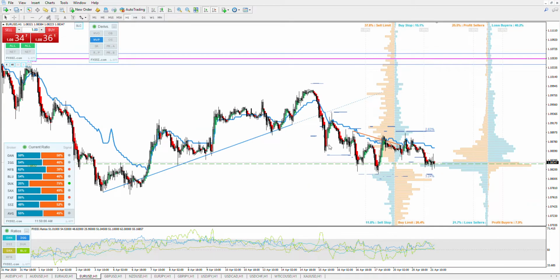Euro dollar, currently below. There's your monthly pivot. Remember to check your pivots: weekly pivots, daily pivots, and monthly pivots. They're all found on the spreadsheet on the search tool and also in the MyFX book tab. So that's your bias. Currently a sell, sideways on the dynamic.